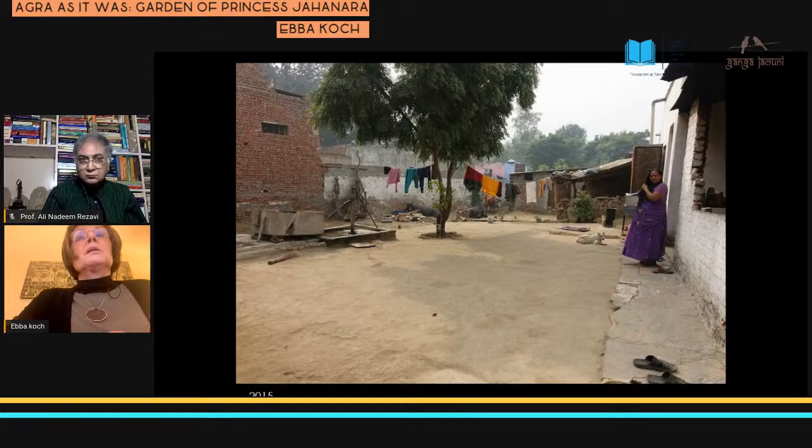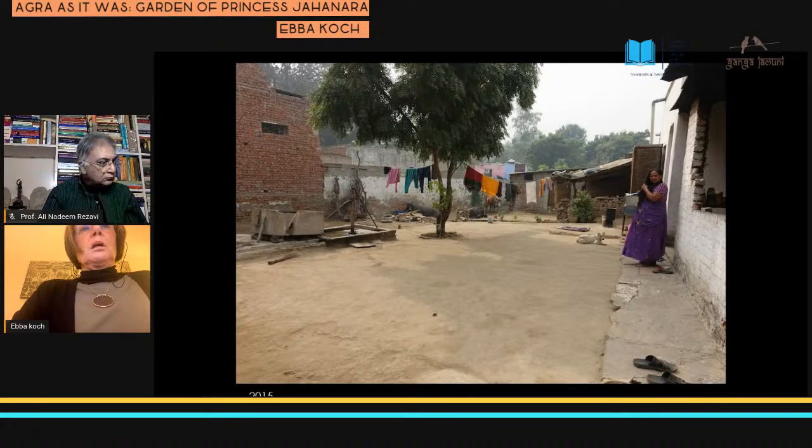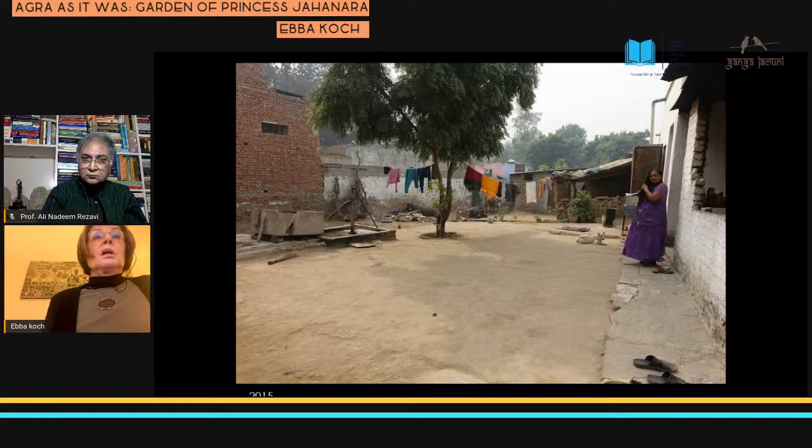So it means that the surviving Mughal substance is increasingly built over and obliterated by this new unregulated construction, and the bridge of the bypass of the National Highway number 2 cuts in between the Rambagh or Bagh-e Nur Afshan and the Sahara Bagh or Bagh-e Jahanara. Next slide, please.